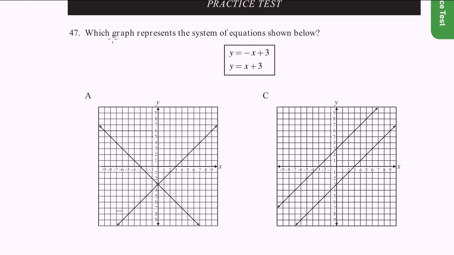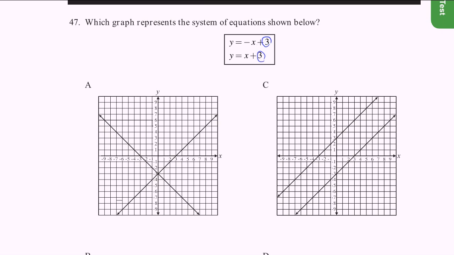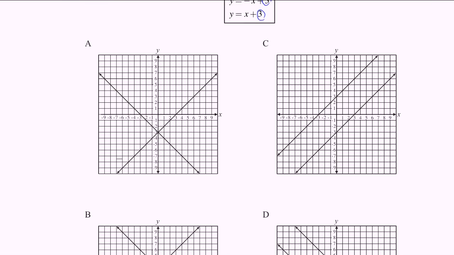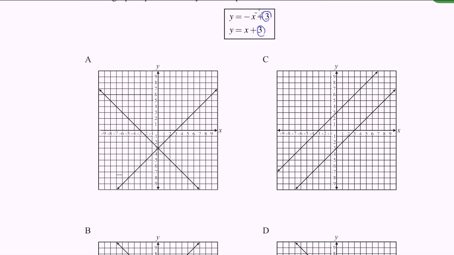Problem 47. Which graph represents the system of equations shown below? Each of these equations represents a line. Both of them have y-intercepts of +3, and then this line has a slope of -1. So we need a downward sloping line that intersects at +3. Actually, they're both going to intersect at +3.